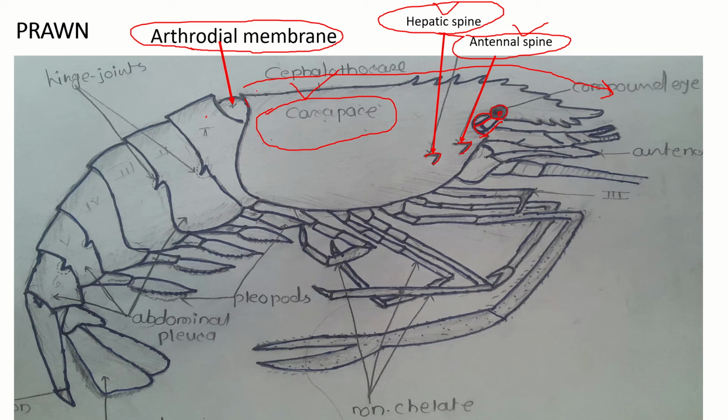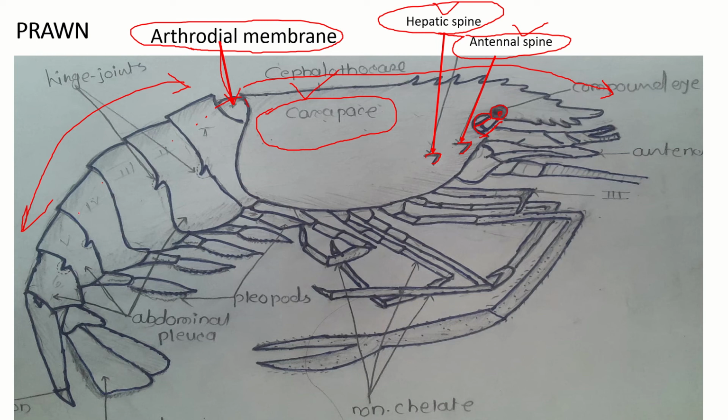This particular jointing area is called the arthrodial membrane. With the help of the arthrodial membrane, adjacent skeletons are connected with each other. Then the abdominal skeletons are the plates which cover the abdominal part of the body of the prawn. These are separate plates: 1, 2, 3, like this.